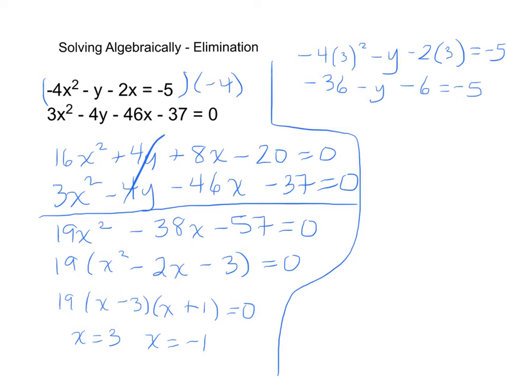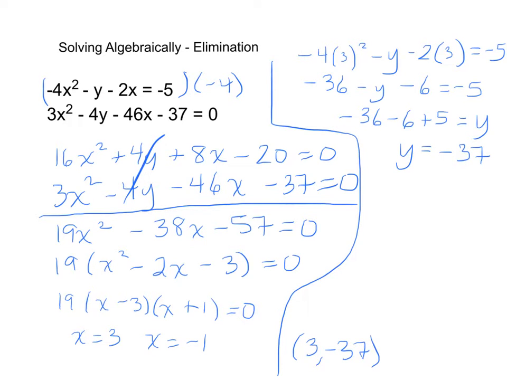So I think I'll bring the 5 over by adding 5 to both sides, and I'll take the y to the other side, since y is negative and I want it positive. So I'll add y to both sides. The y goes over there, and I'll add 5. So I get negative 36 minus 6 plus 5, and I end up with y equals negative 37. So what that means is that one point of intersection is at 3 and negative 37.